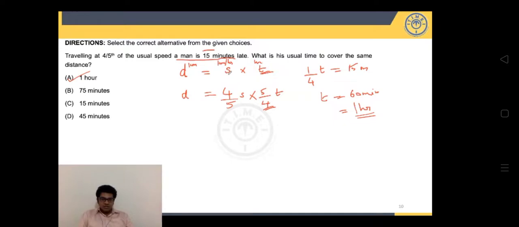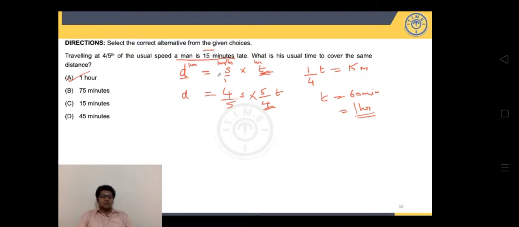So consider this as price, this as consumption, and this as expenditure. Price into consumption is expenditure. It is nothing but A into B equal to C. The product of two terms is equal to the third term, and the third term is a constant. So these two terms will be inversely proportional. When the price increases, the consumption should reduce. So this is nothing but percentage increase and percentage decrease.